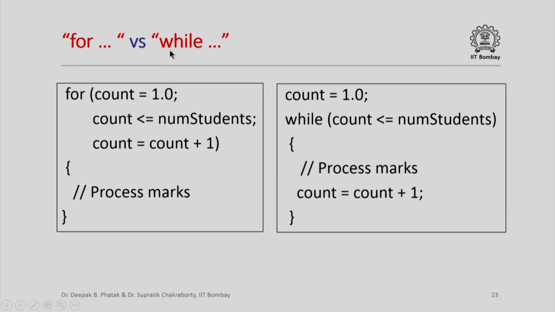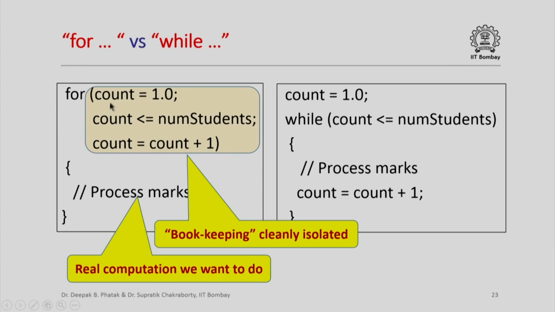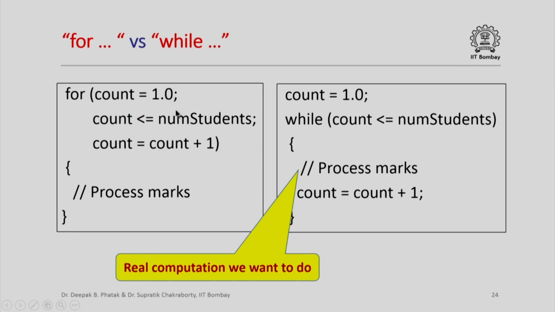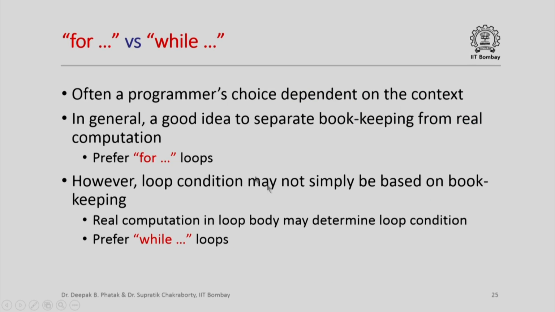Now, which should we use, for or while, in a particular application? It depends on the application. One thing to note is that in a for loop, the real computation we want to do is exactly in the for loop body, whereas this other part, initializing count, incrementing count, checking the value of count, these are all bookkeeping and they are cleanly isolated. Whereas in a while loop, the real computation that we want to do kind of gets mixed with the bookkeeping information. However, it's really a programmer's choice that depends on the context, which of these constructs you want to use.